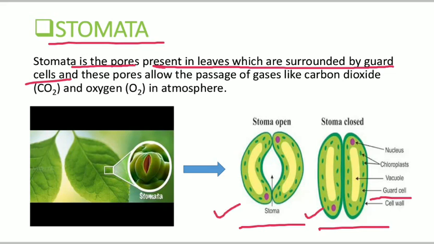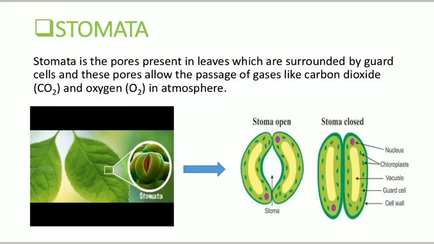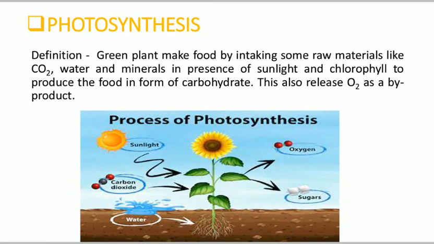And what do stomata do? These allow the passage of gases like carbon dioxide and oxygen from the atmosphere into the plant. So if it is the zoomed diagram of the stomata, stomata are present inside the leaves like this. They allow the transfer of the gases which are essential for making food in photosynthesis, isn't it? So here ultimately we come to photosynthesis. What is photosynthesis?